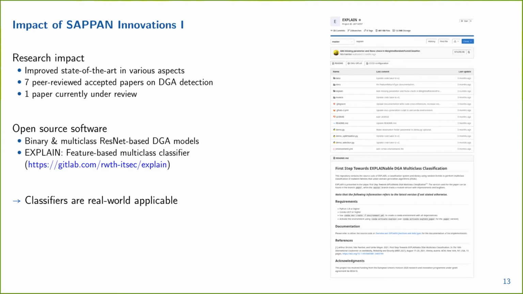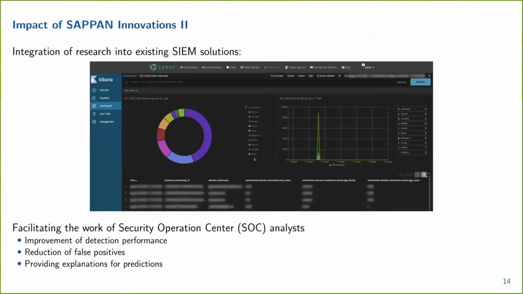We published the binary and multi-class detection model, and also the explainable classifier is open source available. It is well documented, so you could actually try it out. It contains everything, the whole classification pipeline, including hyperparameter optimization, feature selection, and so on. Our classifiers are, as I said, real-world applicable, and we also integrated our research already in existing SIEM solutions.